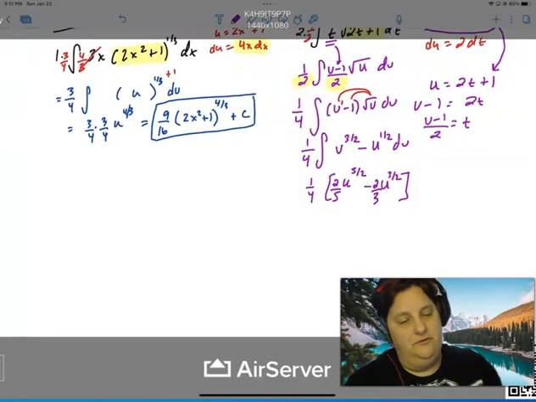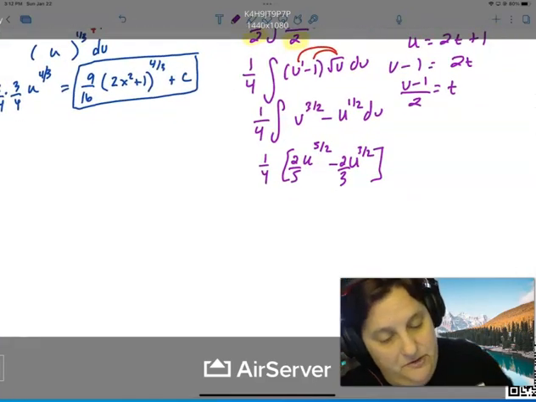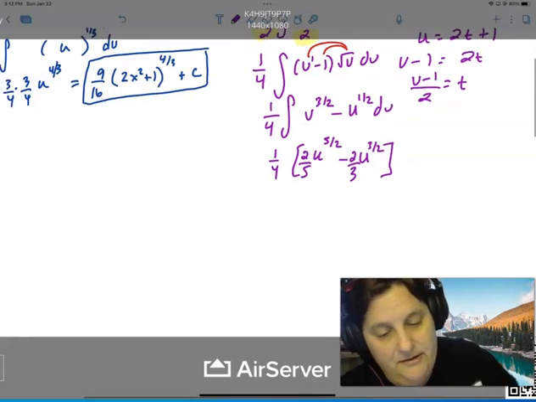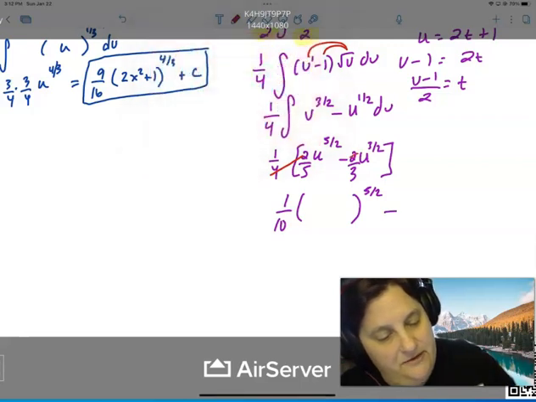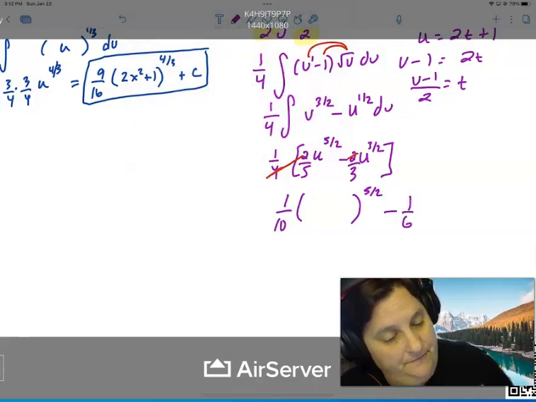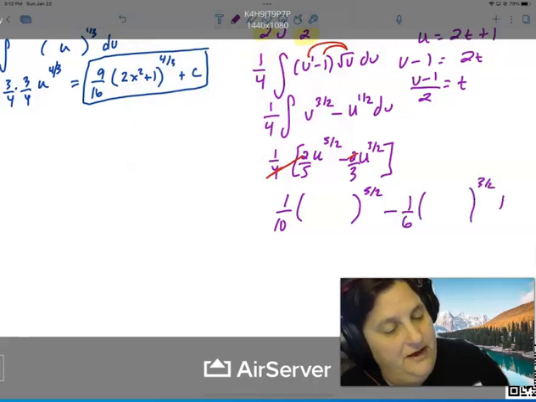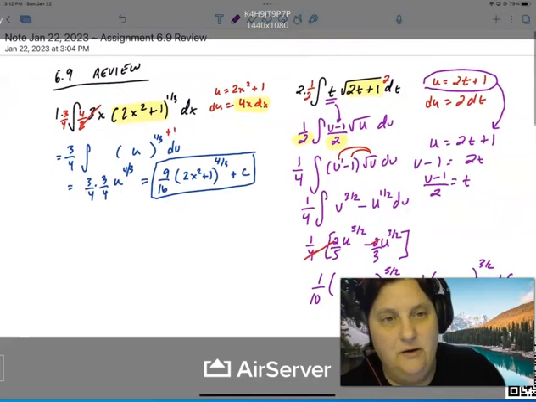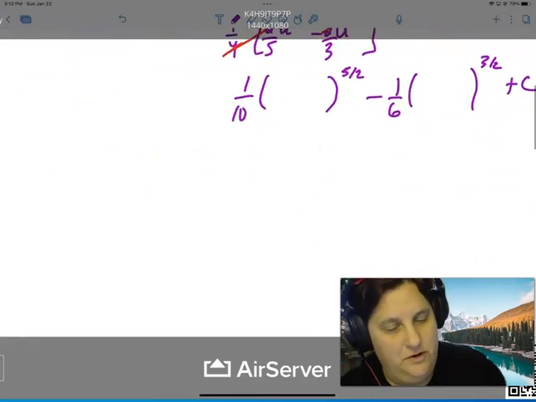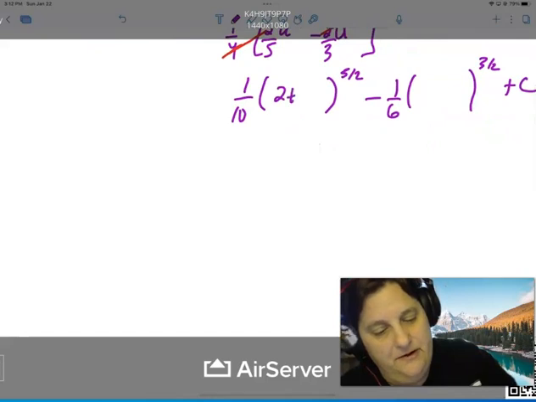You can distribute through the 1/4 if you want. You certainly don't have to, but you can. Let's see here, the 2 and the 4 will cancel out and give me 1/10 u to the 5/2. And then right here, same thing, the 2 and the 4 will cancel out and give me 1/6 u to the 3/2 plus c. And at the very end, I just go back up here. I saw what I let u equal, 2t plus 1, and I just put that right here.